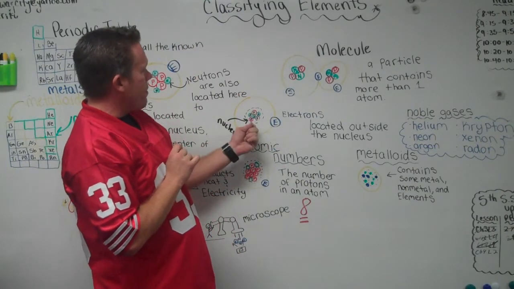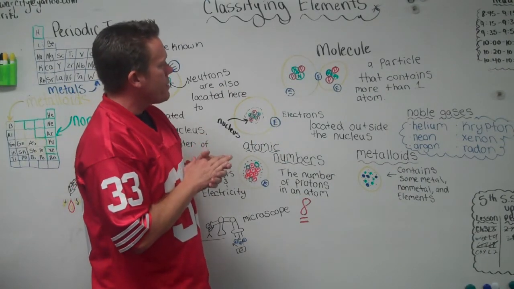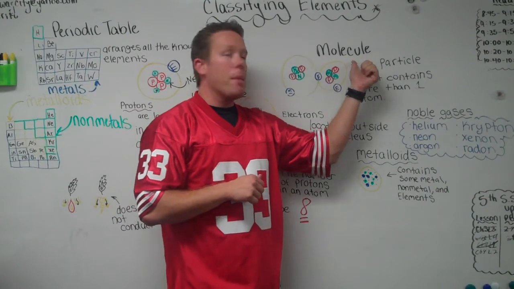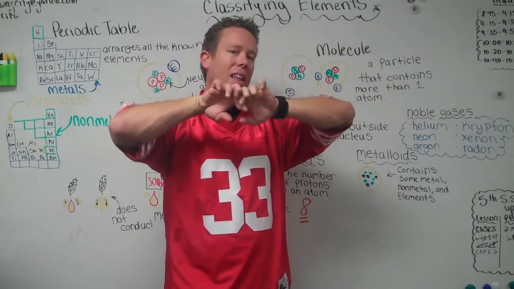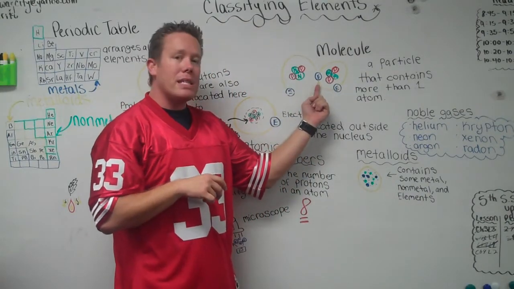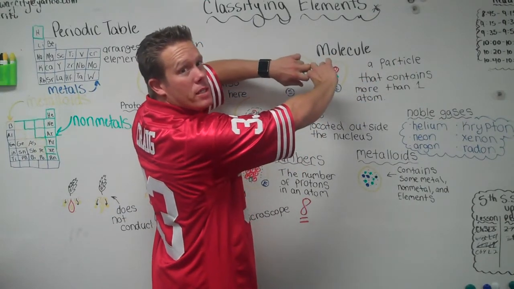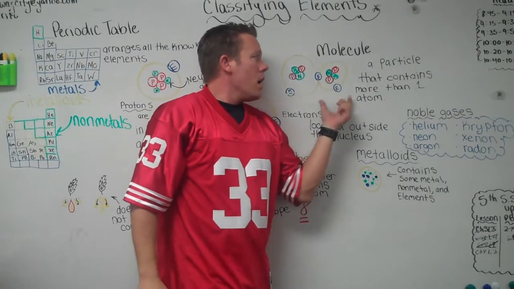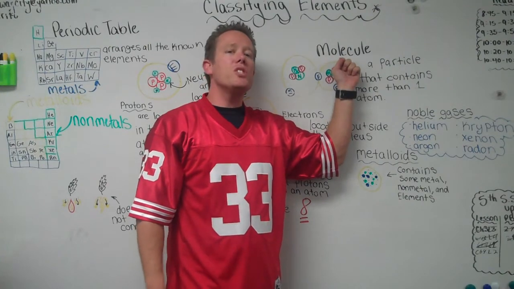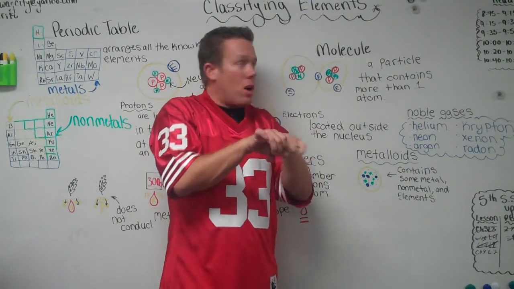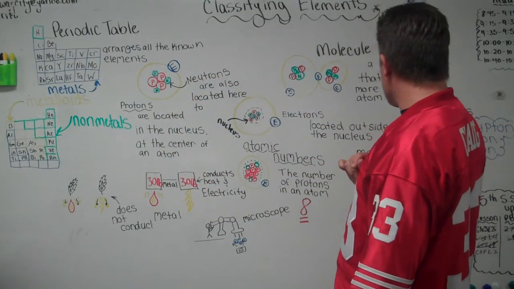We talked about the atom. The nucleus is in the middle, made up of protons and neutrons. Electrons fly around the nucleus. A molecule is made up of two atoms that are joined together. They share an electron. You can see these two share this electron right here, so they're joined together a little bit because they're sharing that same electron. A particle that contains more than one atom is called a molecule. If you see more than one atom linked together, you know that it is a molecule. You're going to need to know those things for the test.